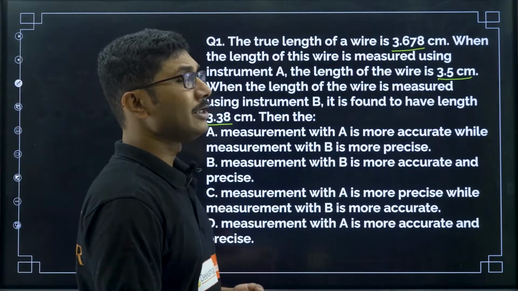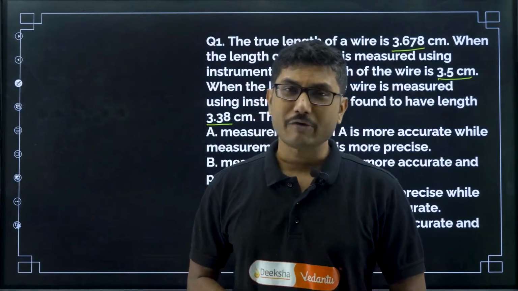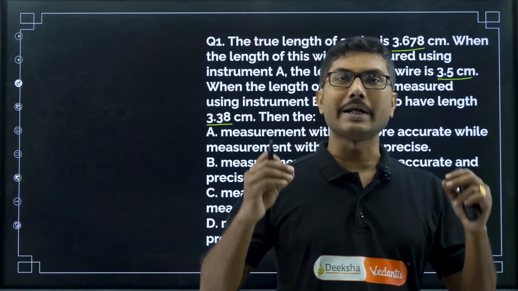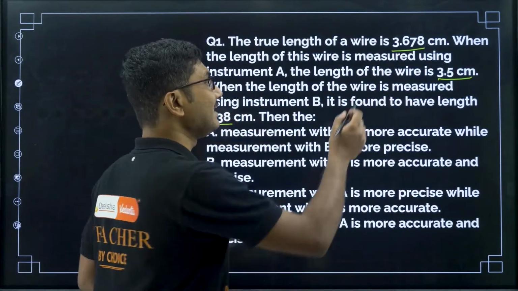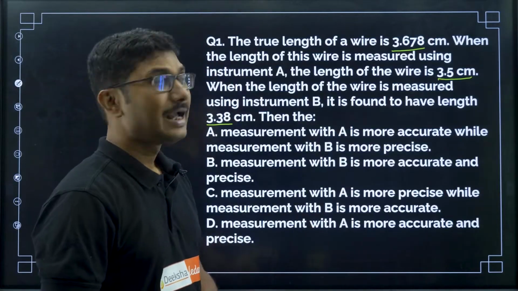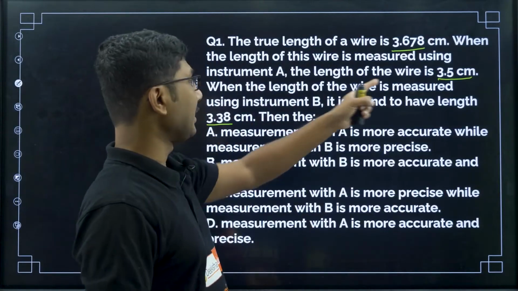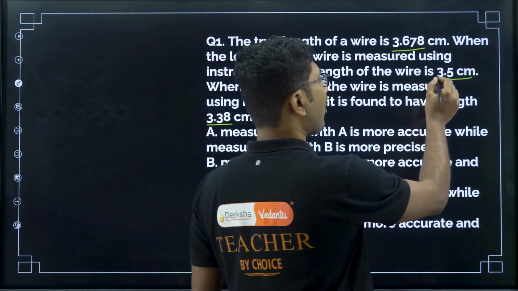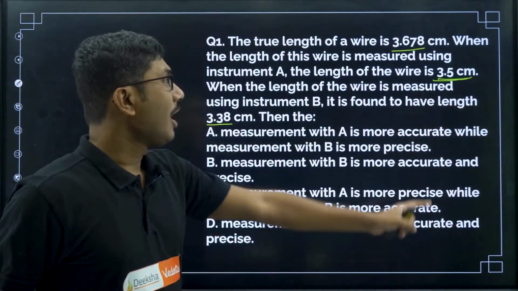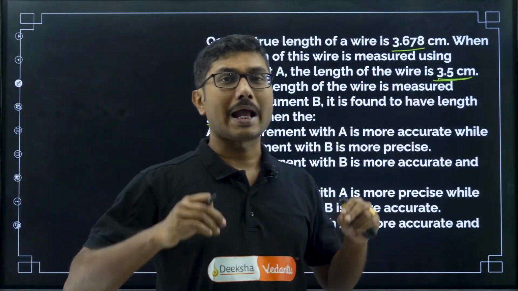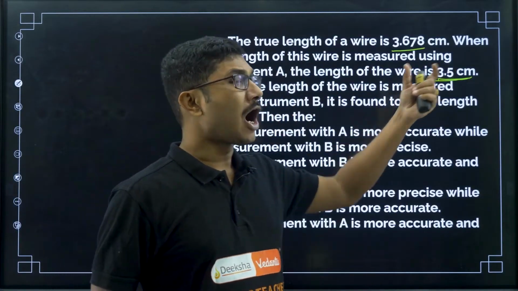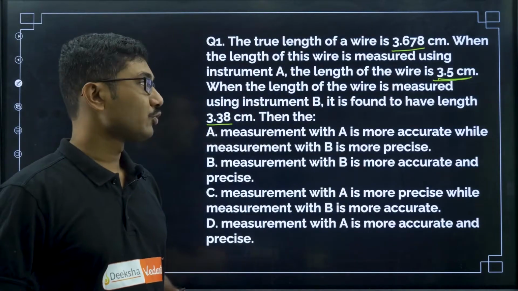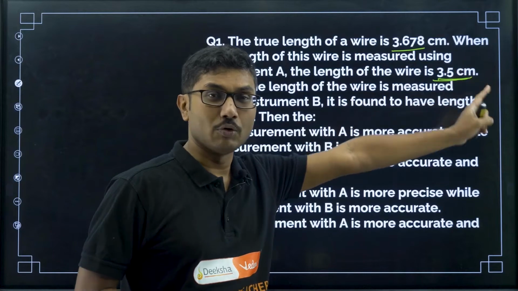Now what is the meaning of accuracy and precision? Accuracy means how close the measured value is to the actual data. So the actual length is 3.678, and out of these two measurements, that is 3.5 and 3.38, the closest value is 3.5 centimeter. So device A is more accurate. So accuracy means how close the measured data is to the actual data.